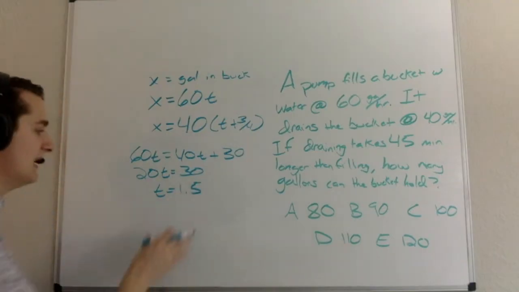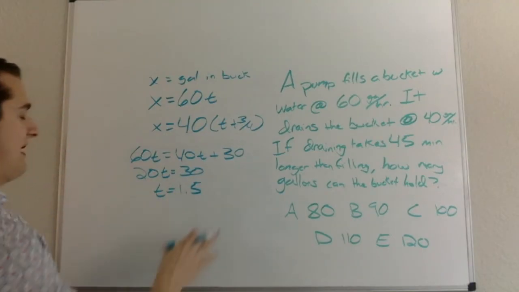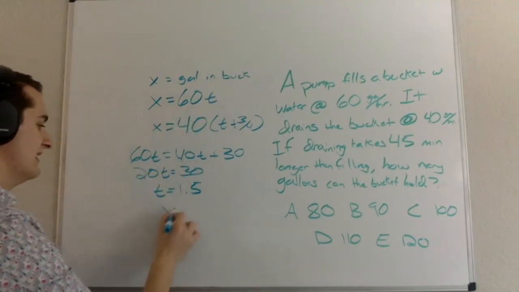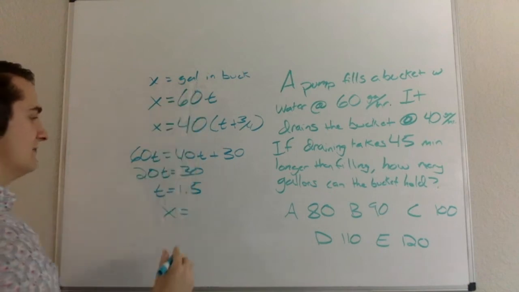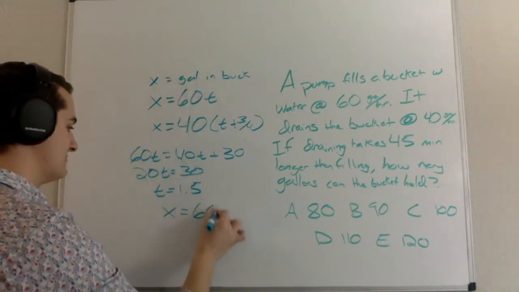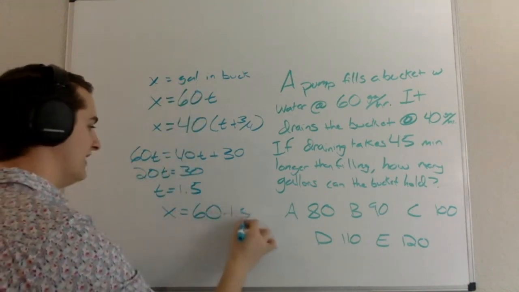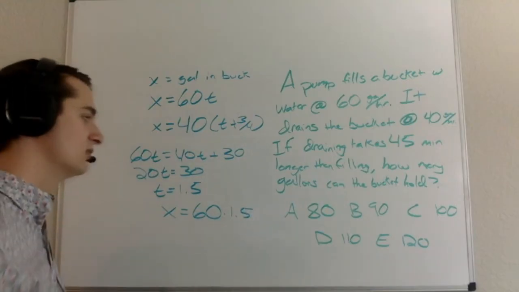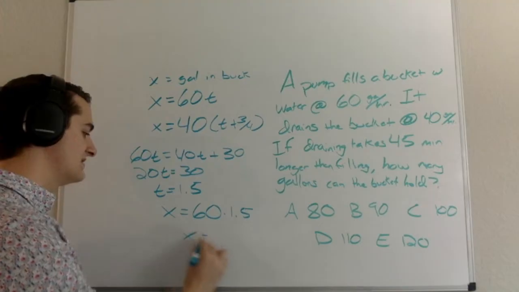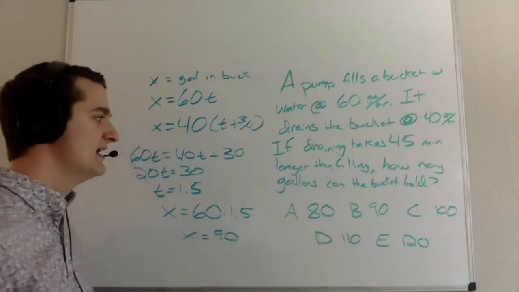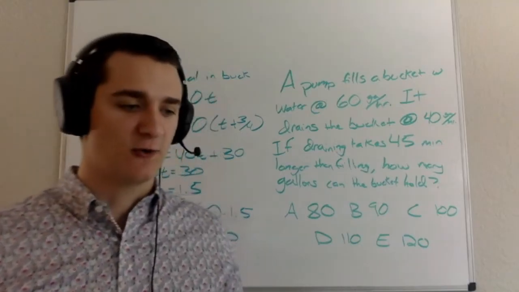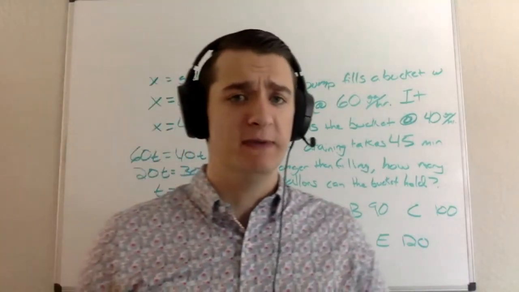And now all of a sudden, if I know that my time is equal to 1.5, I can go back and plug this into one of my previous equations where I said that X, the number of gallons in the bucket, is equal to 60 times my time, which is 1.5. 60 times 1.5, 60 times 3 over 2 is going to be 90. And so X is equal to 90. The bucket can hold 90 gallons. And so the correct answer here is going to be B.